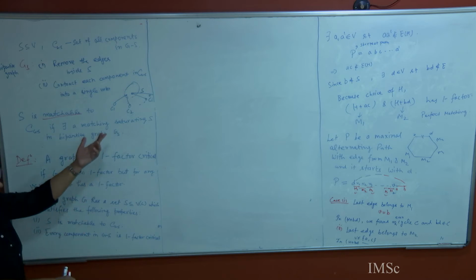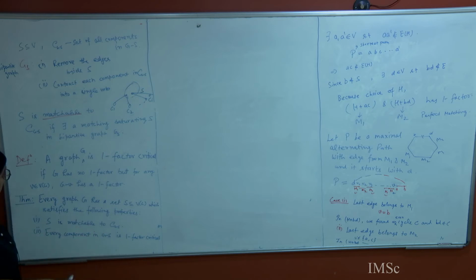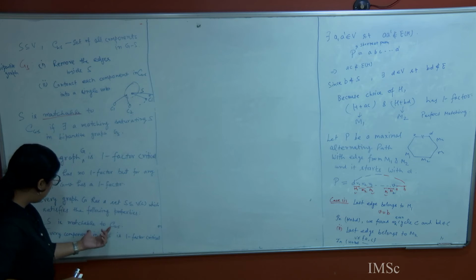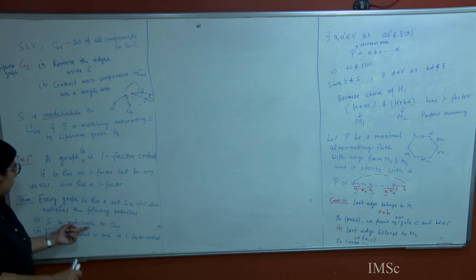And Hall's condition also holds for multigraphs, with multiple edges. So, that is okay. Okay, so the first property says that S is matchable to C(G − S). So, what does it imply?